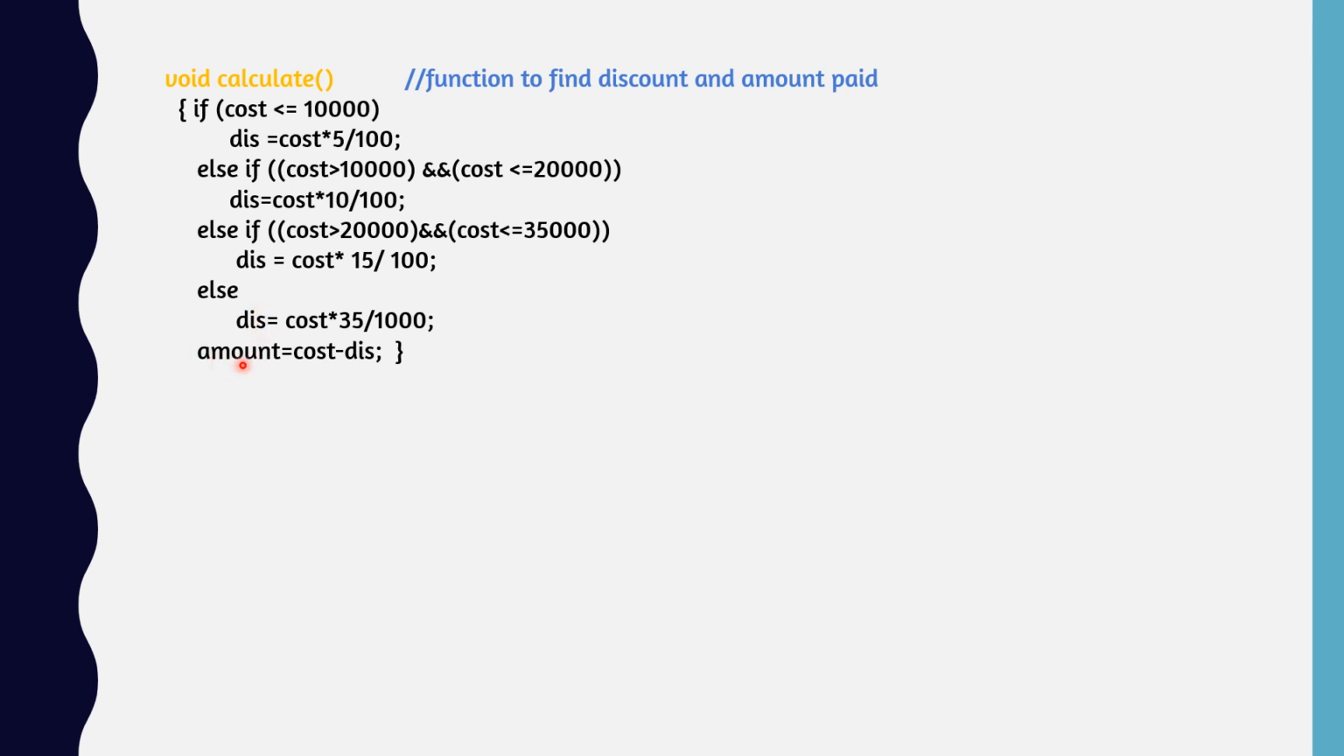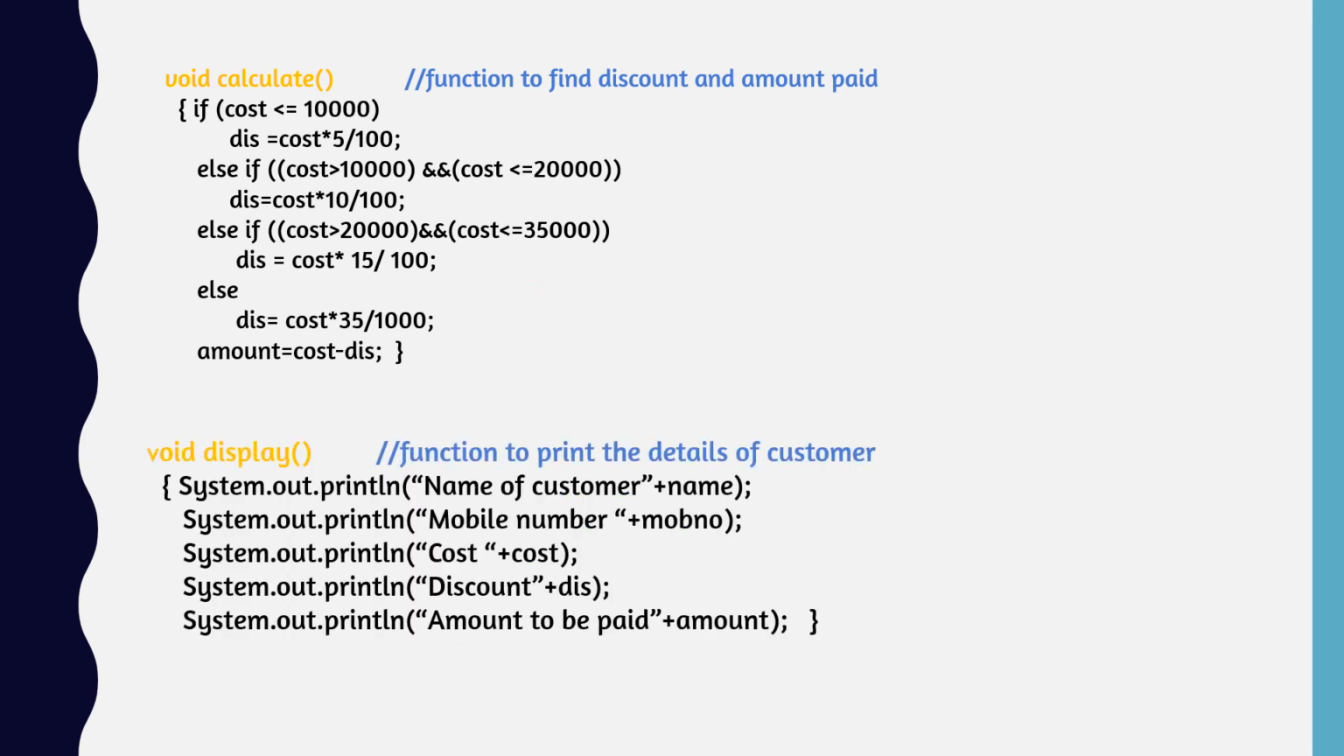And then amount is equal to cost minus discount. Amount also we are finding here. Whatever the discount we got, amount is equal to cost minus discount. So this function is also over. We have done according to the given criteria. And in void display, we have displayed the details: name of the customer, mobile number, cost, discount, and amount to be paid. The complete details are displayed in the display.